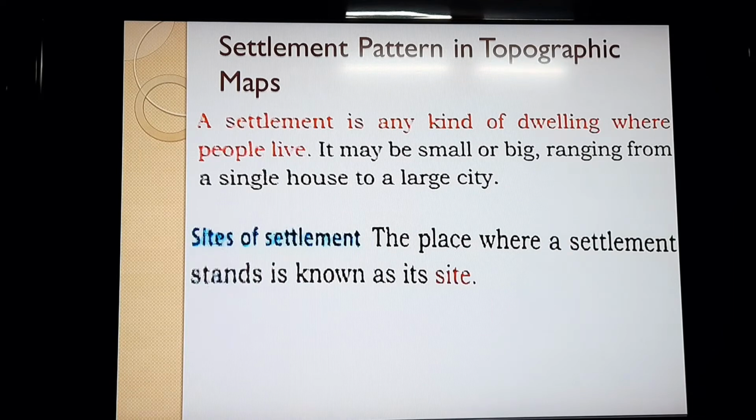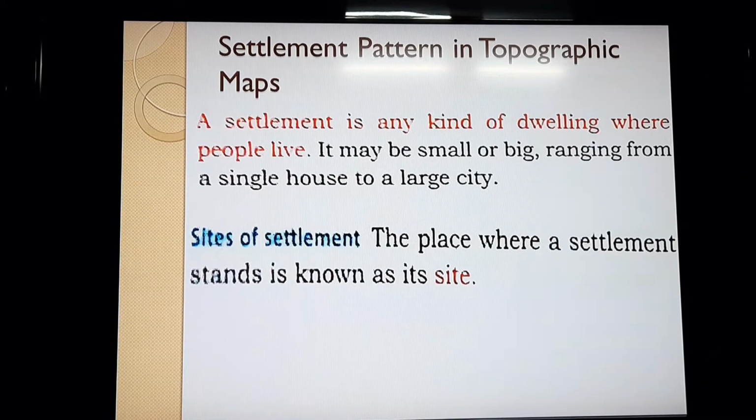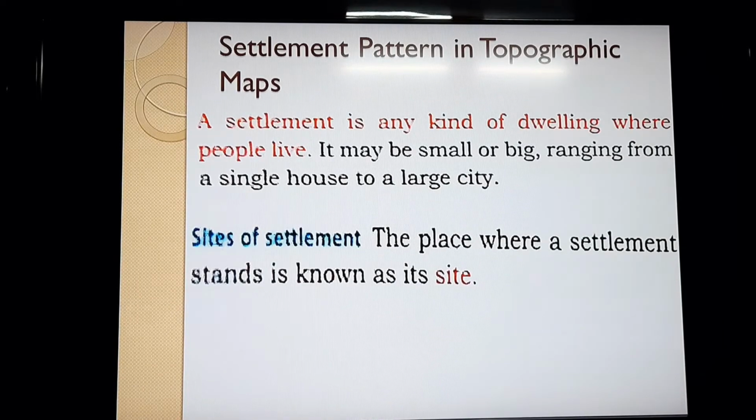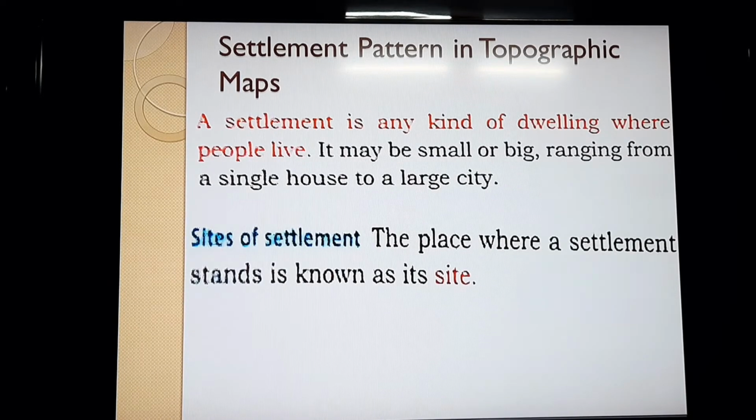Another thing which is related to the settlement pattern is the site of settlements, that is, where the settlement has to be sited. The place where a settlement stands is known as its site. Wherever the settlement grows, wherever the settlement is, that area is known as the site of the settlement.